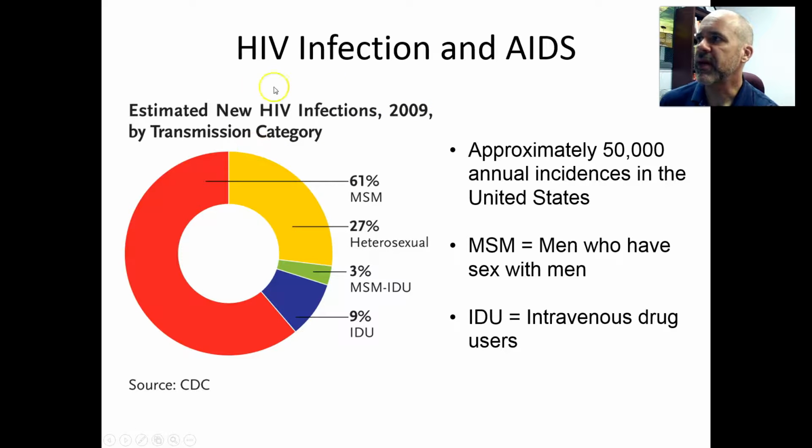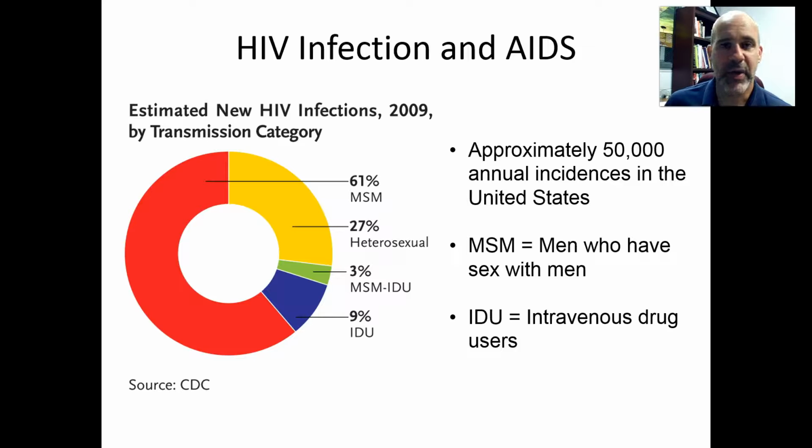Okay, so here's a little graphic about HIV infections in the United States, new HIV infections in 2009 and how they were acquired. This is kind of an interesting graphic. So right now we have about 50,000 annual incidences. Remember, those are new cases each year in the United States. So that's still pretty bad, 50,000 new HIV infections.